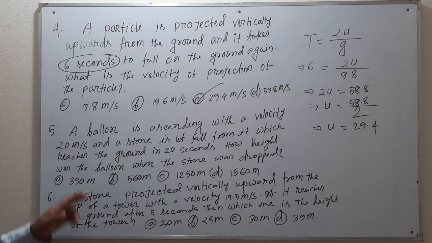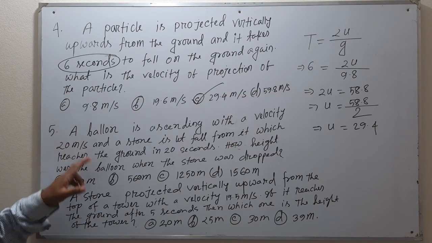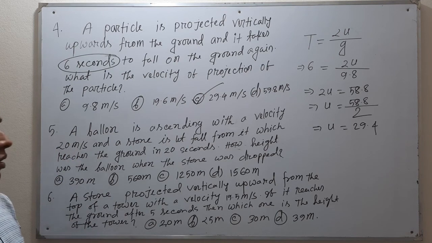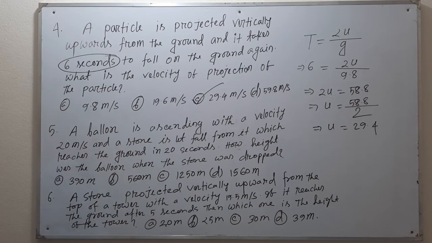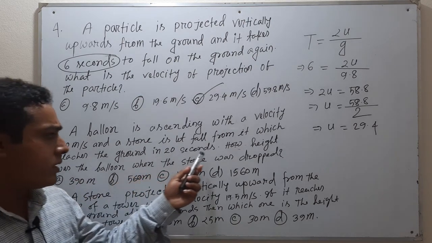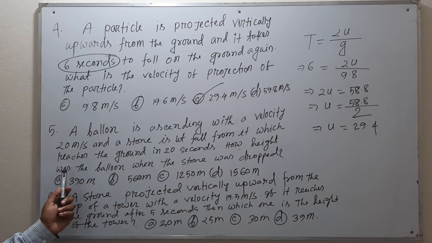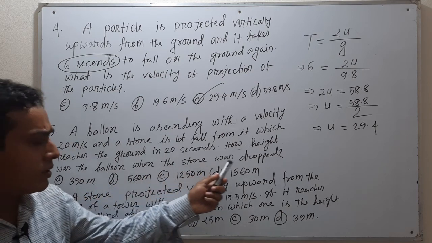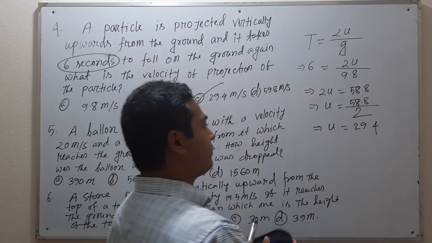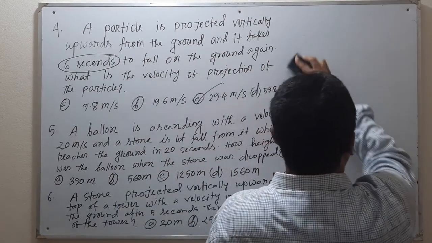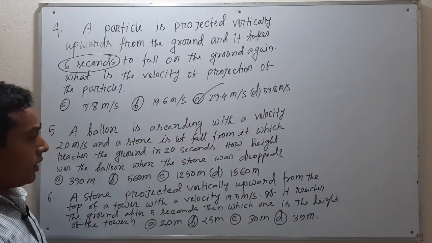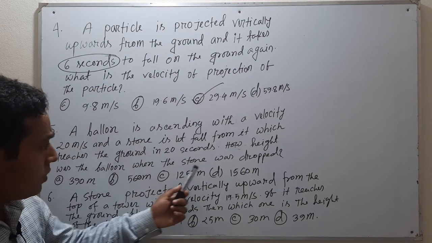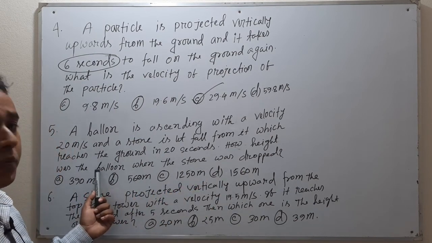Now for question number 5: a balloon is rising with the velocity 20 meter per second and a stone is let fall from it, which reaches the ground in 20 seconds. How high was the balloon when the stone was dropped? Just think, if a stone is dropped from the balloon, what will be the height of the balloon from the ground?